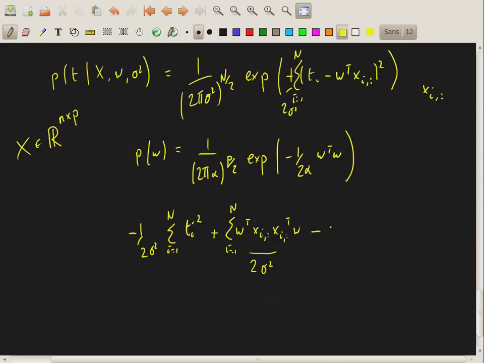Sorry, I'm missing the factor 2 there. And that should be a minus. Sorry. And then we've got the final term, sum over i equals 1 to n of t_i x_i transpose w. Now we need the term from P of W, so that's minus 2 alpha W transpose W.